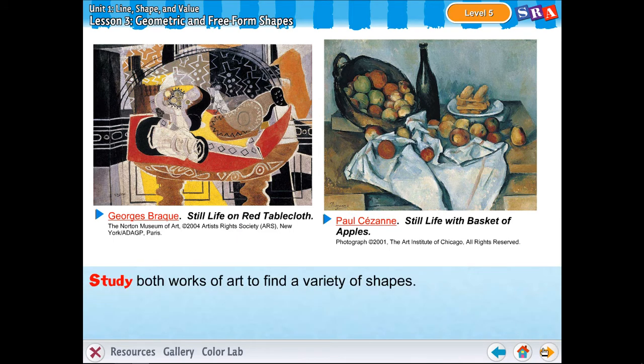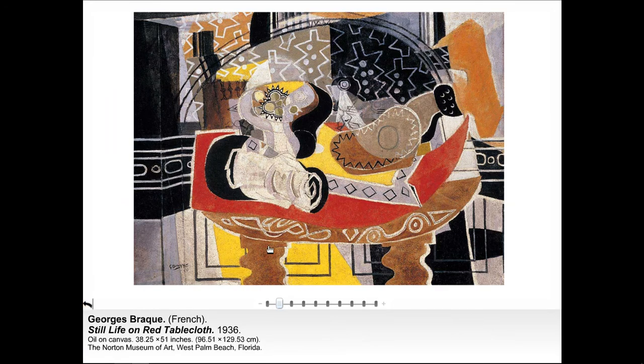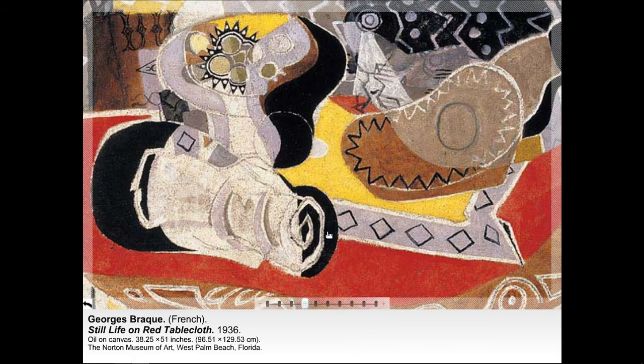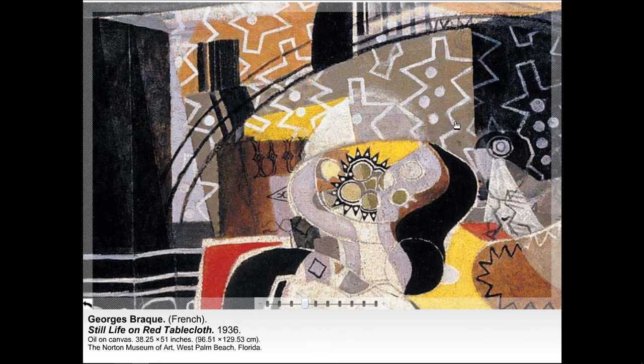So we study both to find various shapes in the artwork. Where do you see geometric shapes in these works? Let's zoom in. This was painted in 1936, and this style is called cubist. If you look at this, where can we find geometric shapes? Pretty much all over this picture, huh?